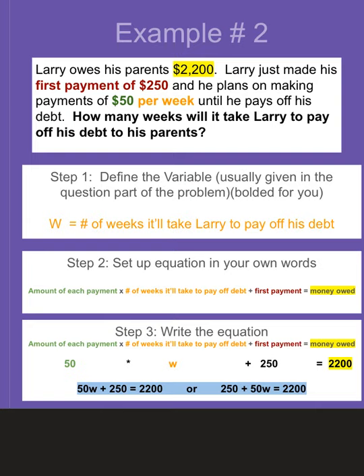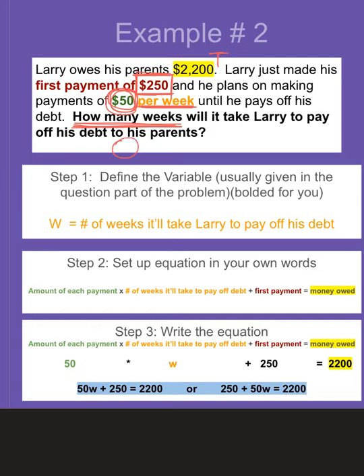Reading that, I see in the question it mentions how many weeks, so I'm going to underline that. That's my variable part. When I go back into the main part of the problem, I see my per week right here. That's my variable part, and right with the variable information is going to be my coefficient. Then I also have that $250, and it says that was his first payment. That's a single payment, so that's going to be his constant. And what he owes his parents is the total.